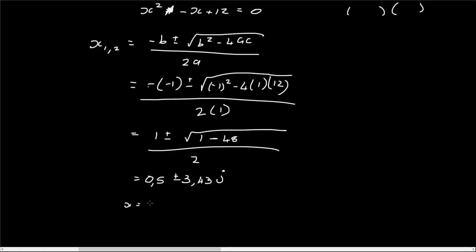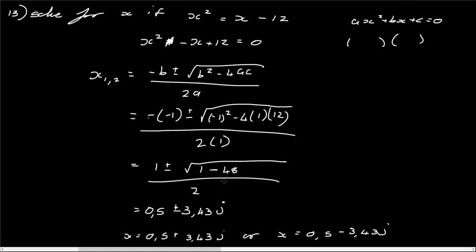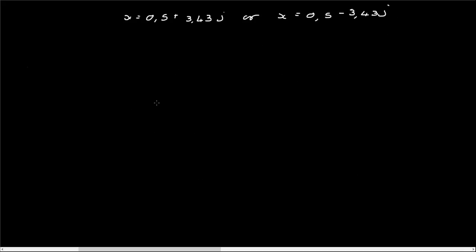So x equals 0,5 plus 3,43j, or x equals 0,5 minus 3,43j. Easy stuff. Alrighty. Let's just double check that everything is correct there. Yeah, all looks good. Okay, so that's question 13 down. Now let's head on to question 14.